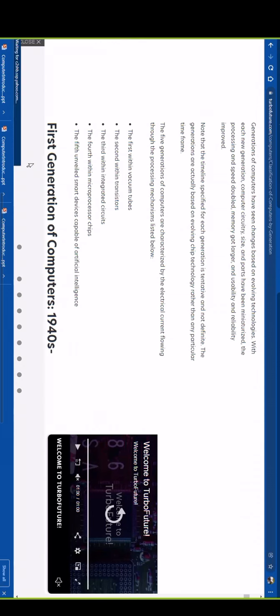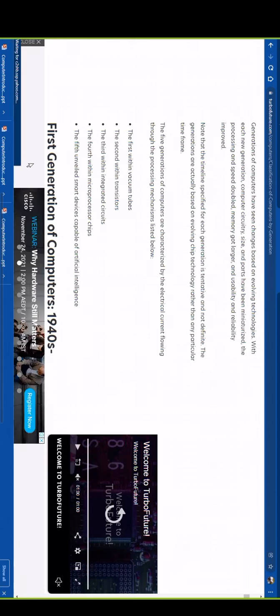What is the long form of IC? Information technology. IC. I am not asking IT. IC. Circuit. Integrated circuit. Integrated circuit. IC. The fourth generation came with what? Microprocessor chips. Can you give me an example of microprocessor?